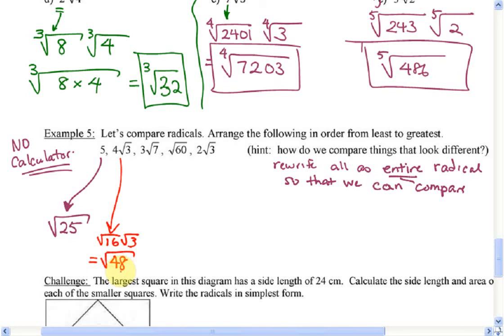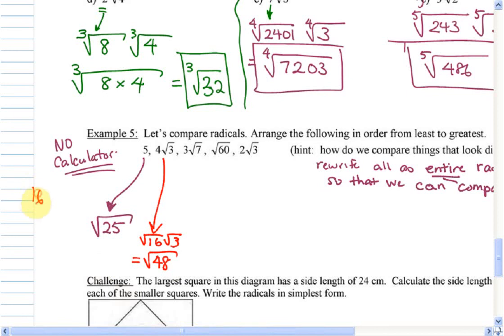No calculator, I said. How are you supposed to do that? 16 times 3. 3 times 6 is 18, carry the 1. 3 times 1 is 3, plus 1 is 4.